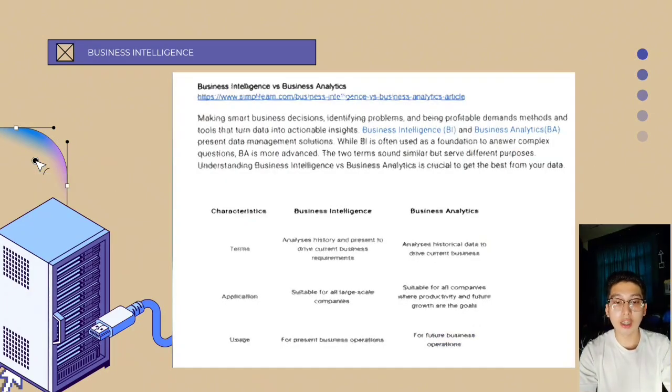Making smart business decisions, identifying problems, and being profitable demand methods and tools that turn data into actionable insights. Business intelligence, BI, and business analytics, BA. BI presents data management solutions, while BA is often used as a foundation to answer complex questions. BA is more advanced. The two terms sound similar but serve different purposes. Understanding business intelligence versus business analytics is crucial to get the best from your data.